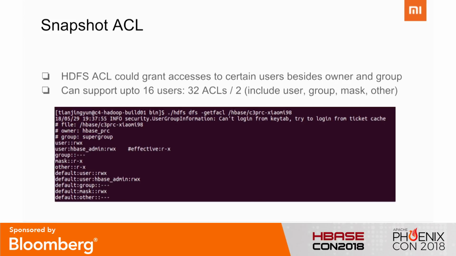Fortunately, we found HDFS ACL can help us solve the problem. As we know, HDFS ACL can grant different accesses to a couple of users besides owner and group. It can support up to 16 users because there are 32 ACLs in total, and each user has a user ACL and a default user ACL, as the figure shows.